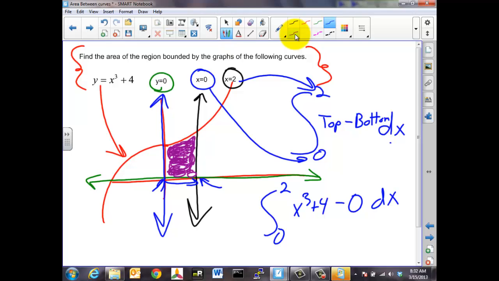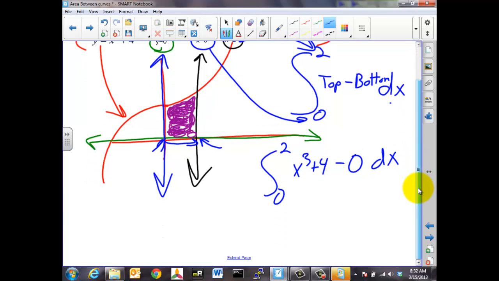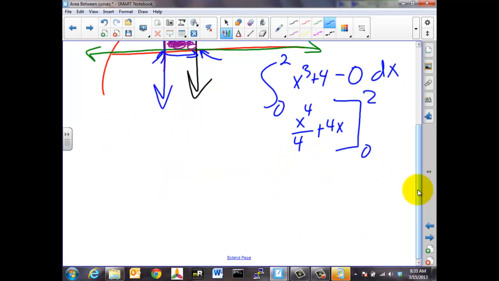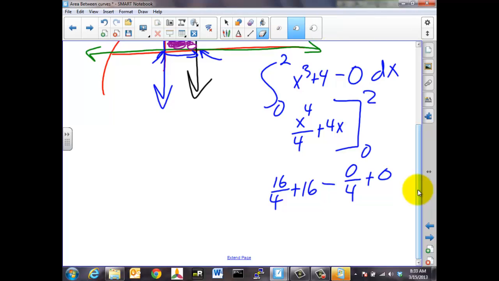Is there any reason to really write the 0? No. But I'm writing it there just to get it ingrained in your head, top minus bottom. Now, integrating that should be a breeze compared to what we've been doing. X to the 4th over 4 plus 4x, evaluated at 0 and 2. So if we put 2 in there, we get 16 over 4 plus 8 minus 0 over 4 plus 0. That's not 16 right there, is it? It's 8.